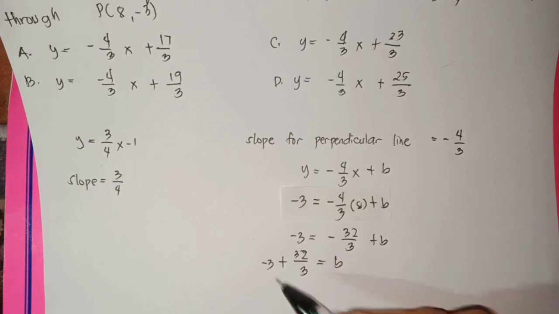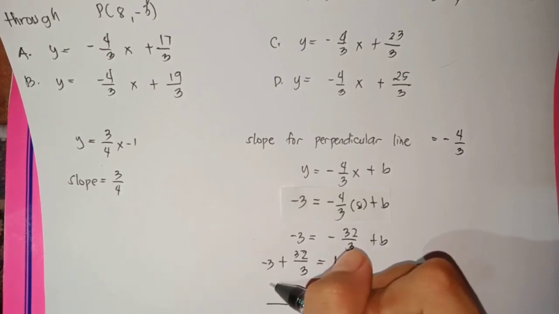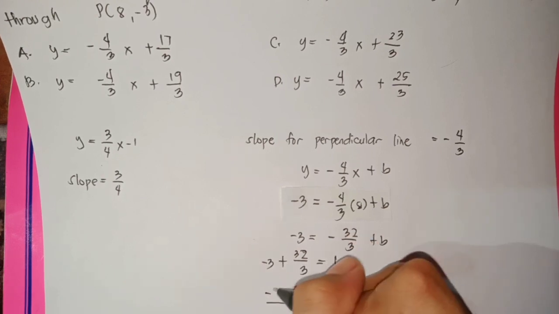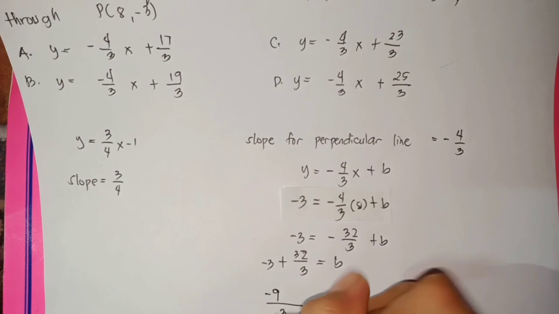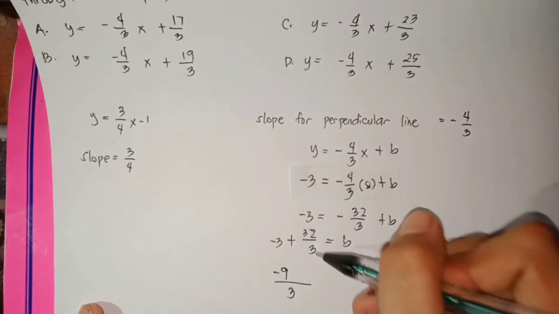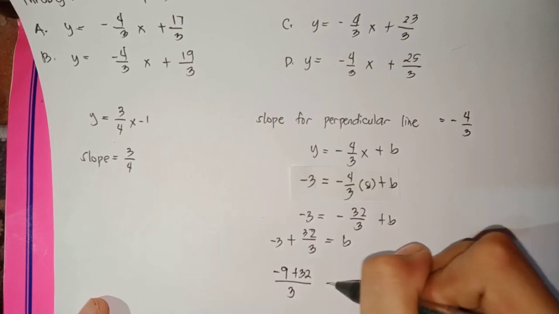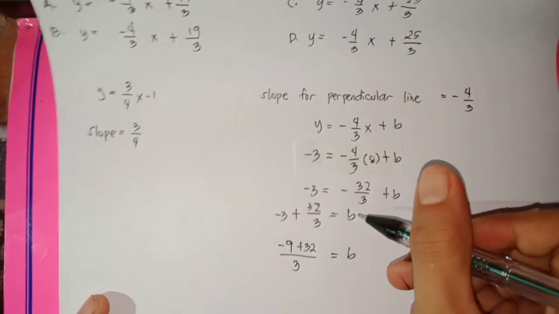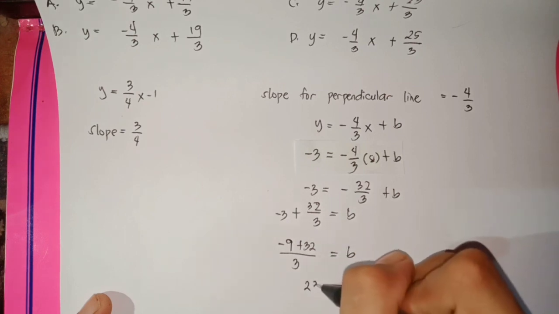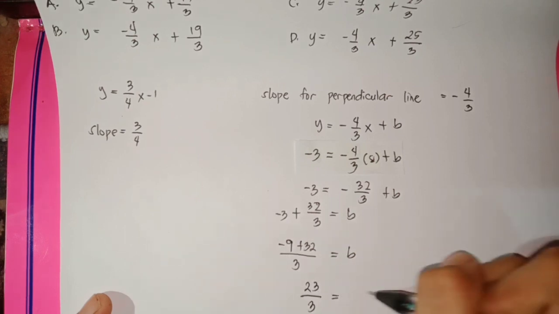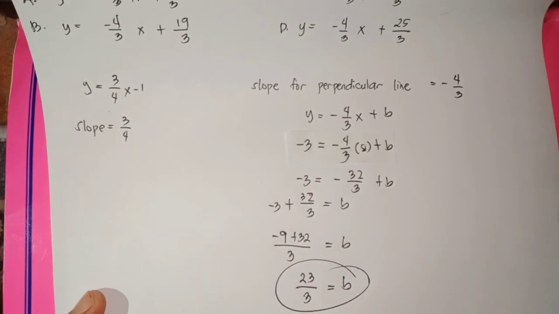Then simplify. 3 divided by 1 is 3, times negative 3 is negative 9, over 3. Then 3 divided by 3 is 1, times 32 is 32. Then simplify. Negative 9 plus 32 is 23 over 3. So therefore, our value for b is 23 over 3.